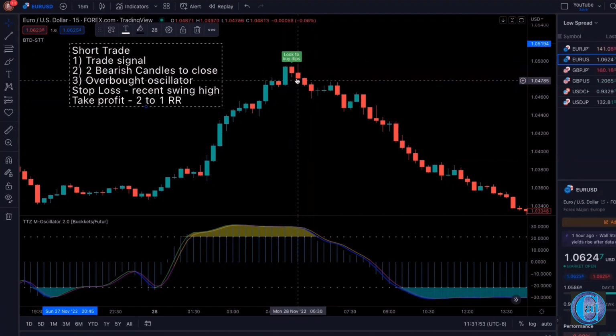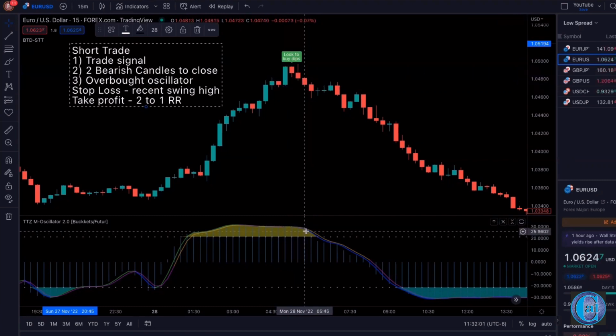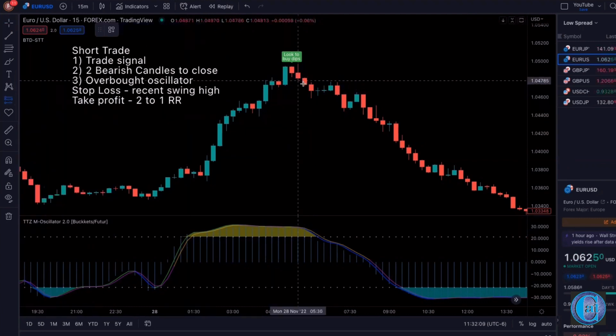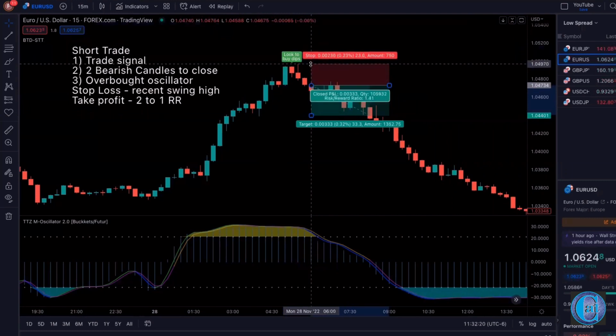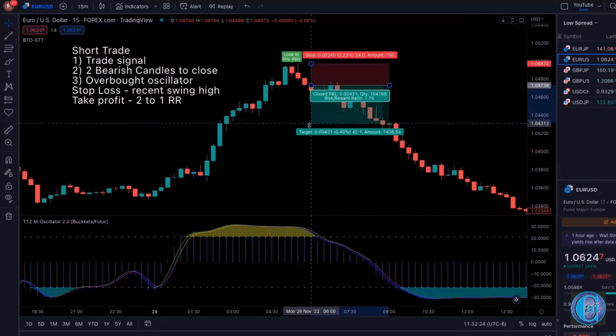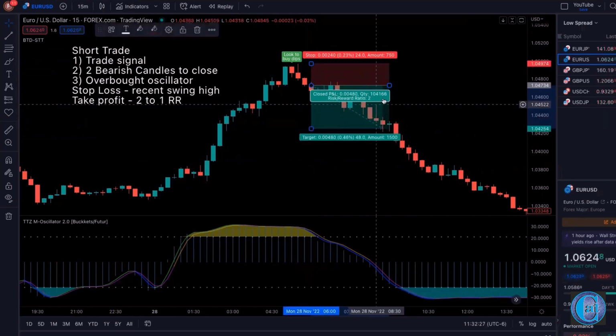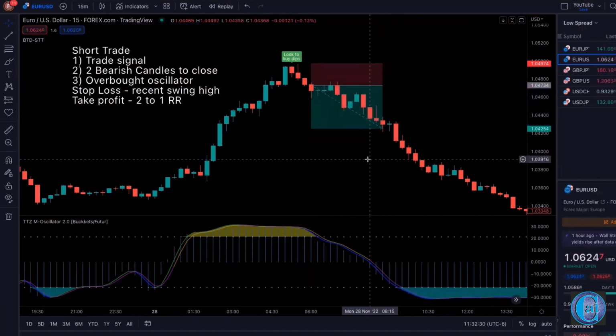So there you go. You've got 2 candles right after that indicator gives you a signal. You've got 2 candles that are bearish. The oscillator's overbought, right? So let's see. We do a short position at the end of the second bearish candle. So that's the start of the third candle. Recent swing high is right here, right? Do a 2-to-1. Boom. Hits right there.